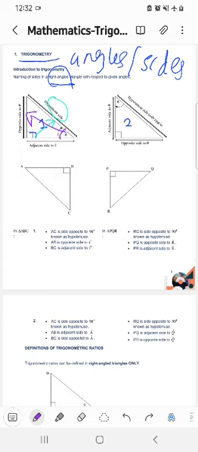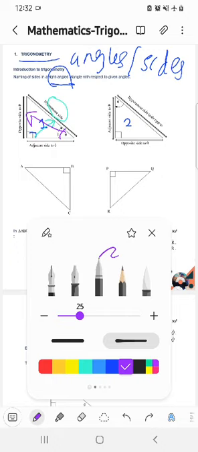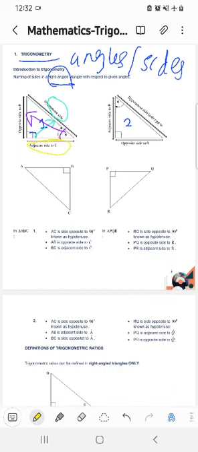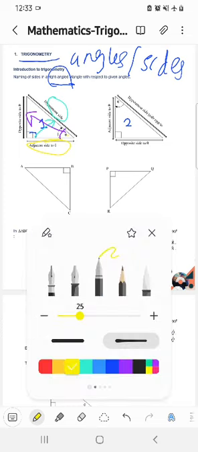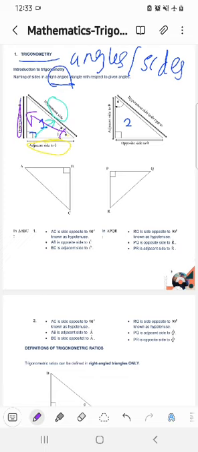Then there is the other side here, next to the angle. This side next to the angle theta, we call the adjacent side of that angle theta. So let's observe the difference between the two triangles, because we have this one.